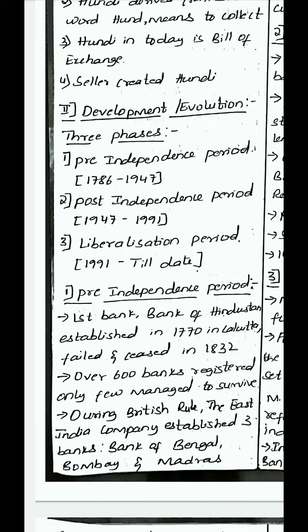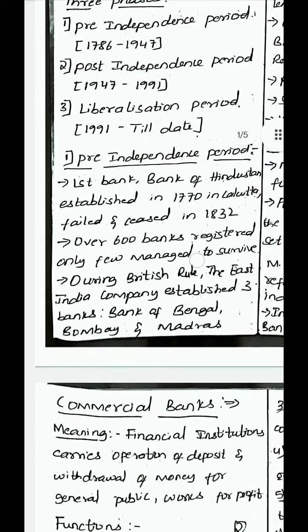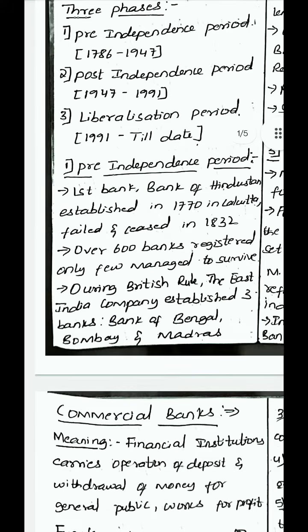Development or evolution of banking systems in India. The development is divided into three phases. One is the pre-independence period from the years 1786 to 1947. Then we have the post-independence period from 1947 to 1991. And then we have the liberalization period from 1991 till present. So the first period, the pre-independence period.